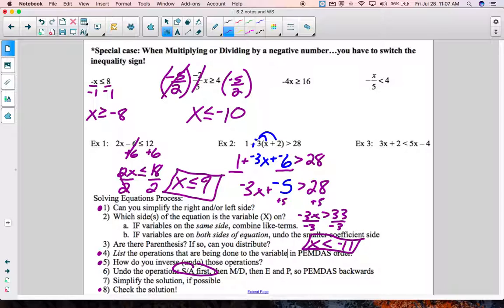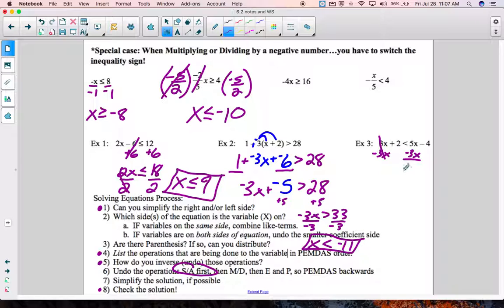Example number 3. Which side is x on? It's on the left and the right. If the variables are on the same side, combine like terms, but they're not on the same side. If the variables are on both sides of the inequality, undo the smaller coefficient side. So this is a 3x and this is a 5x. 3 is smaller. I'm going to undo that by taking it away. 3x minus 3x is nothing. Good. Of course, to keep this thing equal and balanced, what I do on one side of the inequality, I have to do on the other.